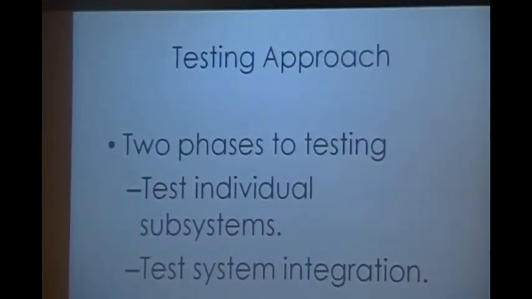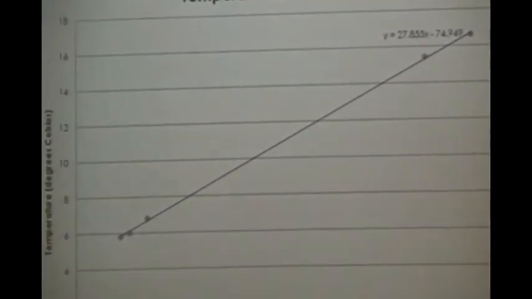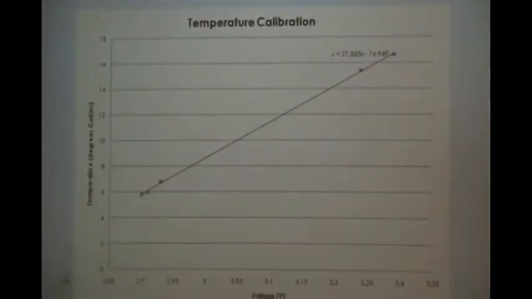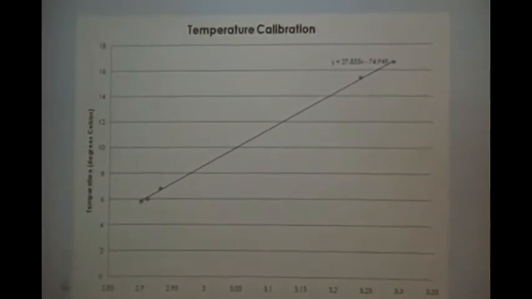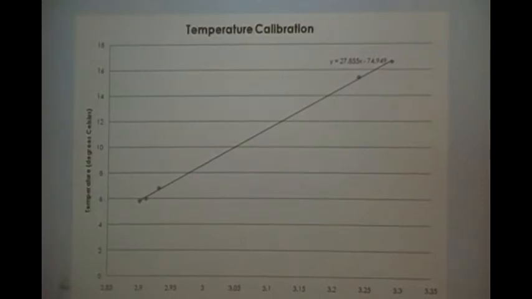So for our testing approach, we split our tests into two distinct sections: subsystem tests and device integration tests. We started off by testing and calibrating our sensors. Here you can see the calibration for our temperature sensor. We got a known working temperature sensor, and we varied the temperature up and down and watched the voltage output from our sensor with its conditioning circuit. We did this a few times and came up with the data, which is nice and linear here.